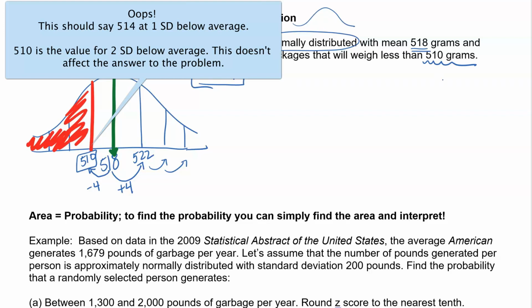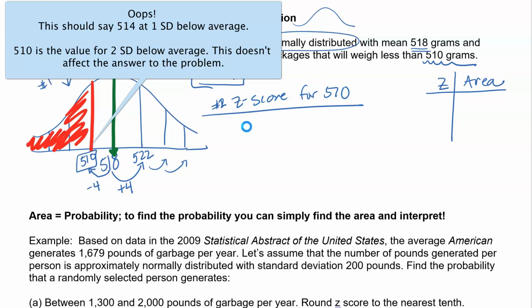okay, but the problem is the table only gives us z-scores and area, and I don't have any z-scores. So what I'm going to have to do, step one is draw the picture, okay. Step 2 is going to be to find the z-score for 510. So I'm going to use the formula data value 510 minus the mean 518 divided by the standard deviation, which is 4, and I get a z-score of -2. So I'm going to look up 2 on the table, and that gives me 0.477. So that means that this area starting at the middle going to that z-score is 0.477.